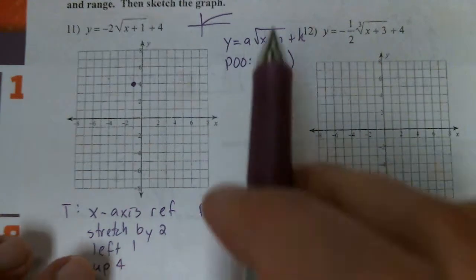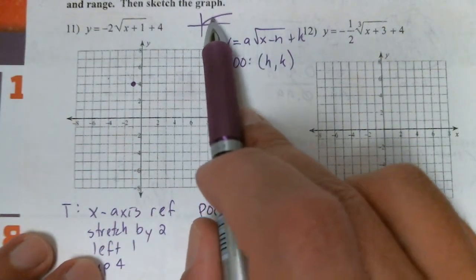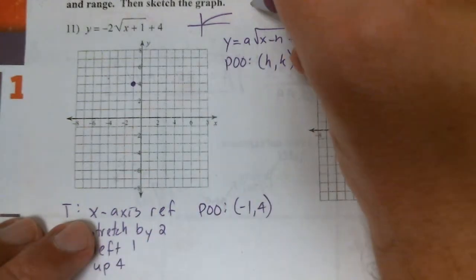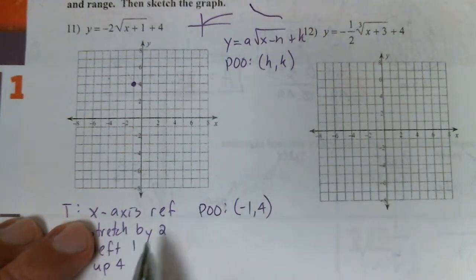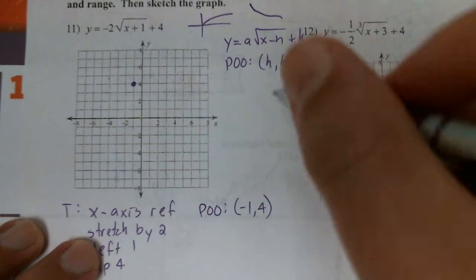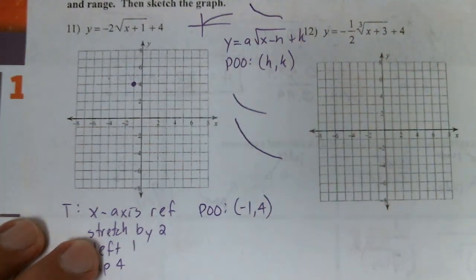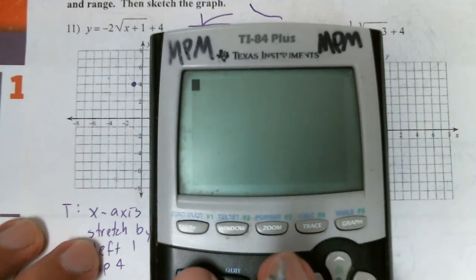-1 comma 4 is about right there. Now remember, our normal radical is going to do something like that, but we have an x-axis reflection, so that means it's going to do that, and then we have a stretch of 2. So not only is it going to do that, it's going to be stretched. It's going to be wider, broader. Now, if you want to go grab a couple of points, you're welcome to do that.